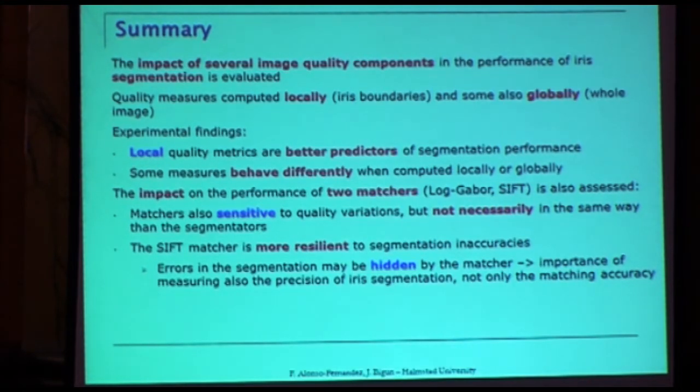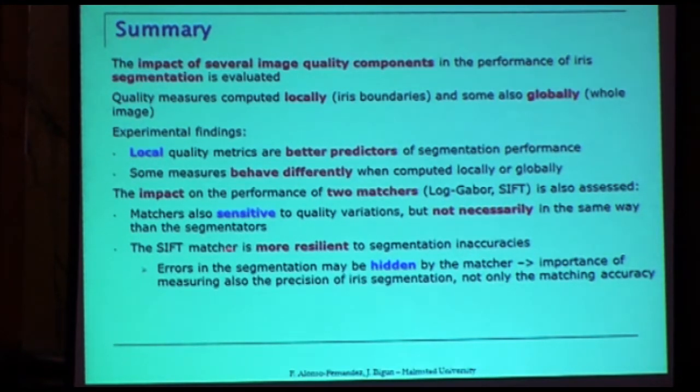We compute quality locally around the boundaries, and in some cases we also compute quality globally. Local quality metrics are better predictors of segmentation performance, and some measures behave differently when computed locally or globally. We also evaluate the impact on the performance of two matchers based on log gather and shift. Matchers are also sensitive to quality variations, but not necessarily in the same way as the segmentator.